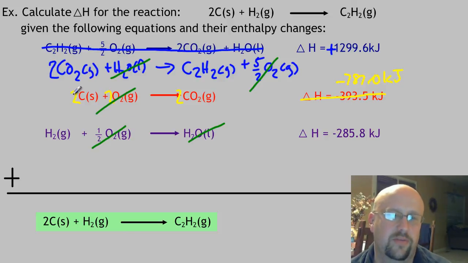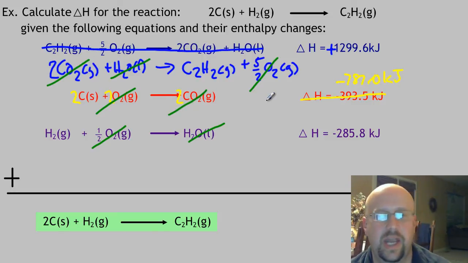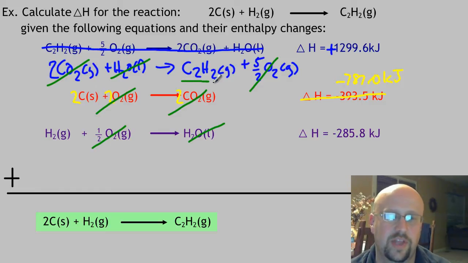So what am I left with? Carbon, 2 of them, right here. Hydrogen, H2 rather, sorry, right there. And then acetylene here. What else am I left with? Oh, 2 CO2s, right? But I've got another 2 CO2s up here, right? So boom, cancel that out. Now, everything's kosher. The only things I have left are acetylene, carbon, and hydrogen, so I'm golden.